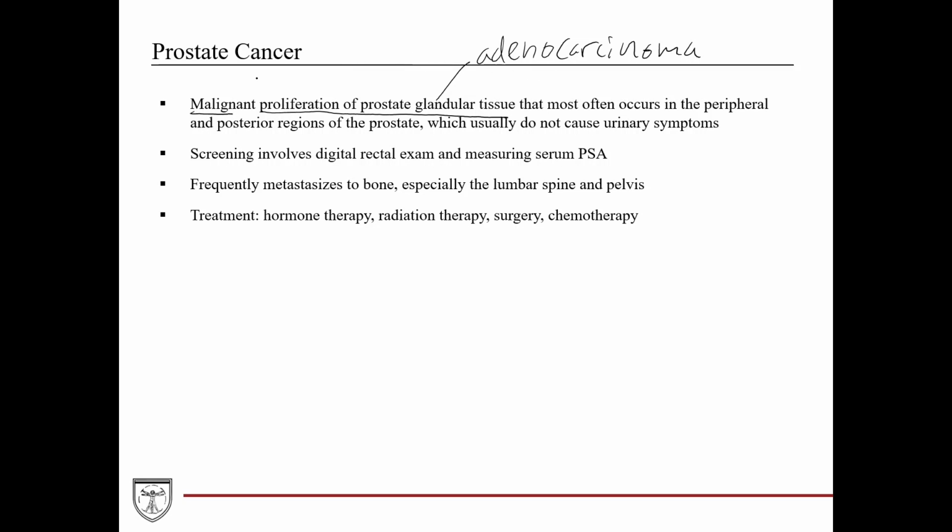You may see these used interchangeably: prostate cancer, prostate adenocarcinoma, same thing. Very, very common cancer in men, especially elderly men. Most often occurs in the peripheral and posterior region of the prostate. So again, you can see why these lobes are important.